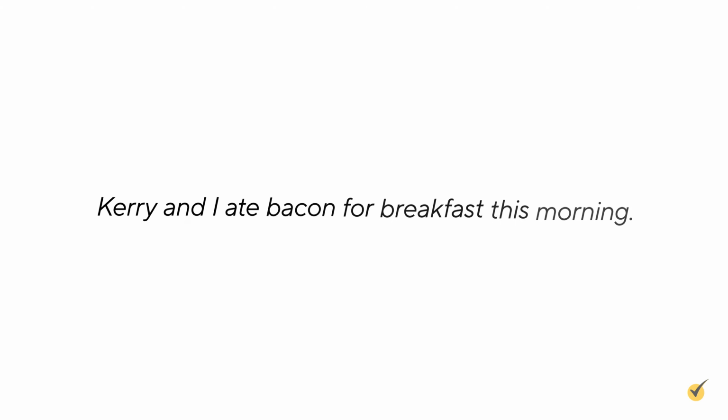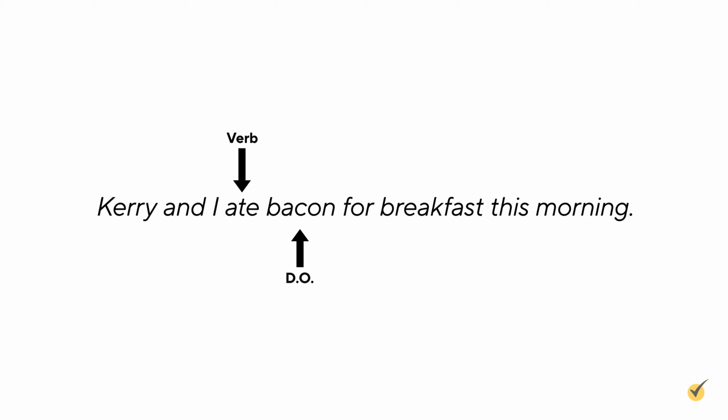Here's another example sentence. Carrie and I ate bacon for breakfast this morning. The verb here is ate, so we would ask who or what was being eaten to find the direct object. In this case, the word bacon answers that question, so bacon is the direct object of the sentence.